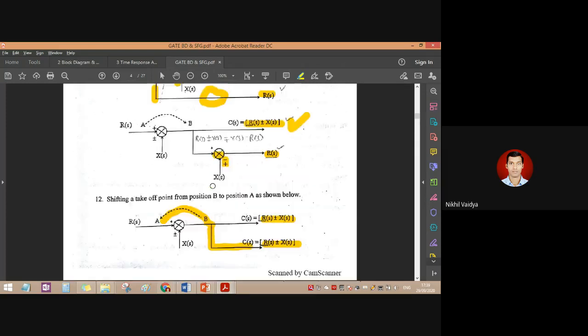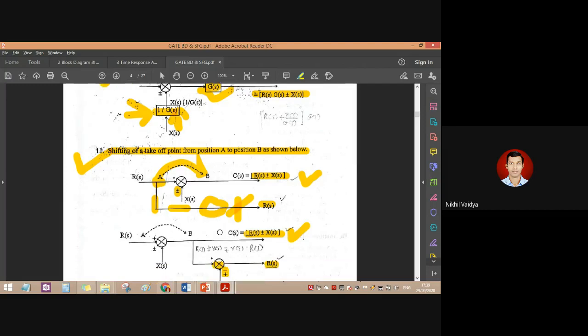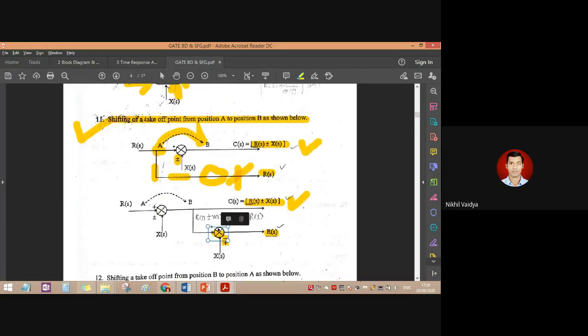I will just summarize this rule. Shifting of takeoff point after the summing block, what we will get after the summing block in the feedback path, we have to add the inverse sign summing block which is being crossed, and we have to write it here. We will get the same answer.